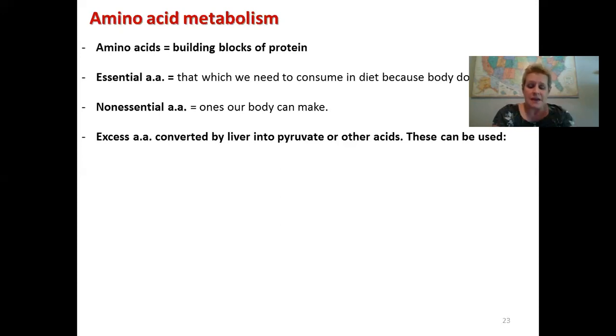So excess amino acids, I'm symbolizing just AA, get converted by the liver into pyruvate or other acids, okay? So the liver, again, is saving you from metabolic acidosis, just like it did when there was lactic acid in the bloodstream from muscle activity. The liver cleans that acid from your blood and turns it into something useful.